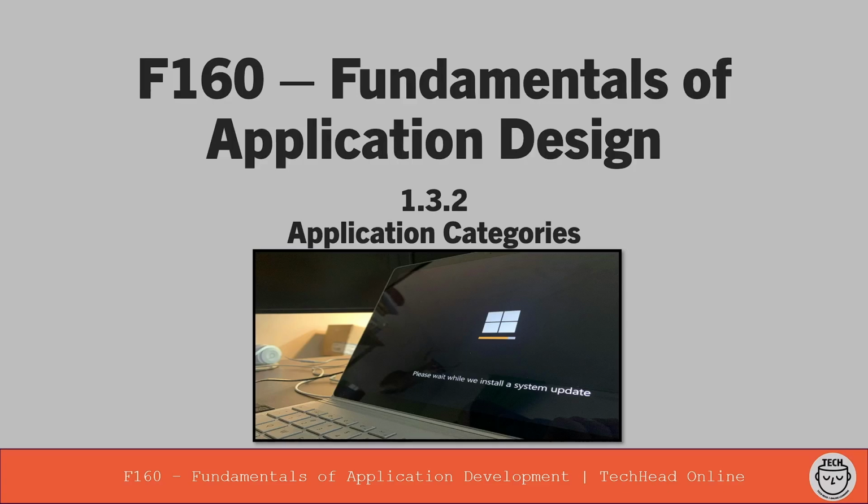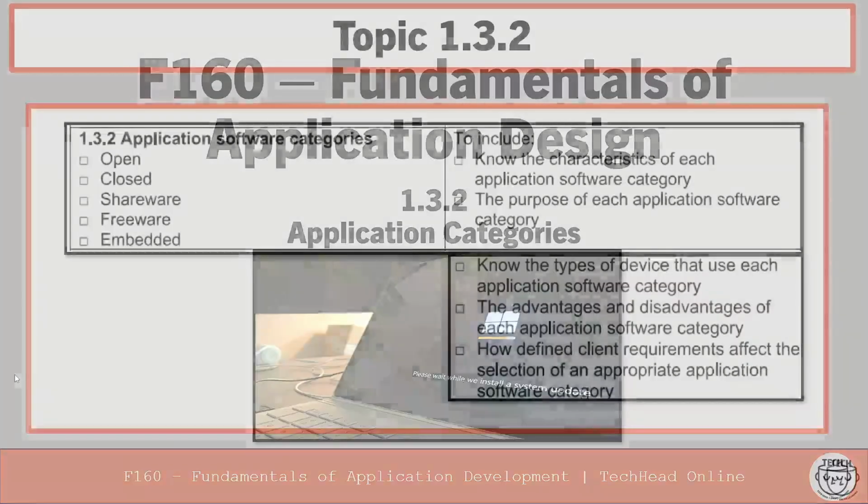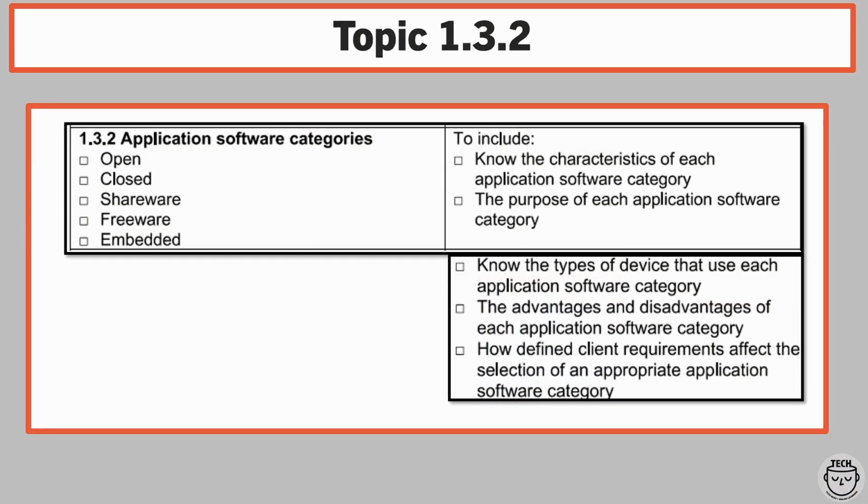We're now going to look at topic area 1.3.2. So we've looked at application types in 1.3.1. Now we're going to look at application categories. These are the ones you need to know for 1.3.2: open, application software closed, shareware, freeware, and embedded.